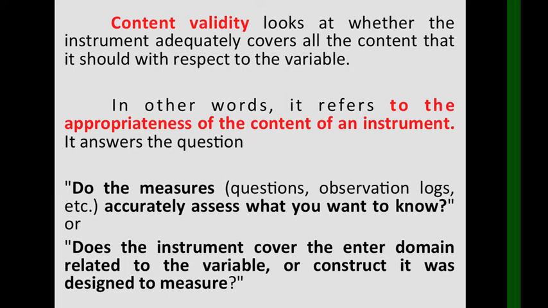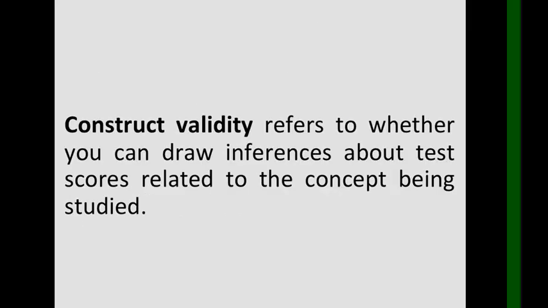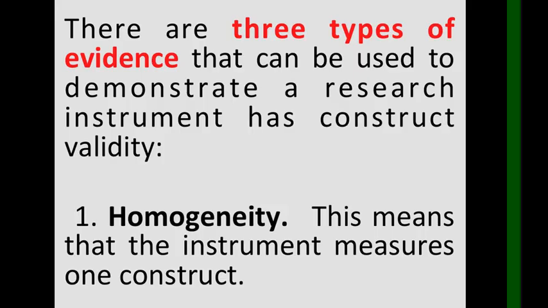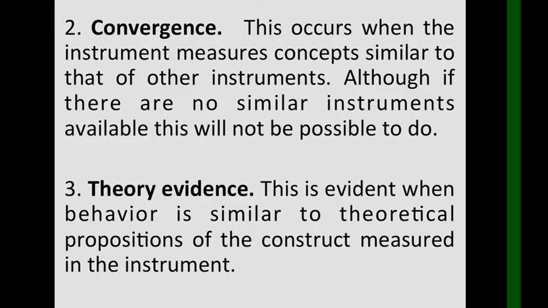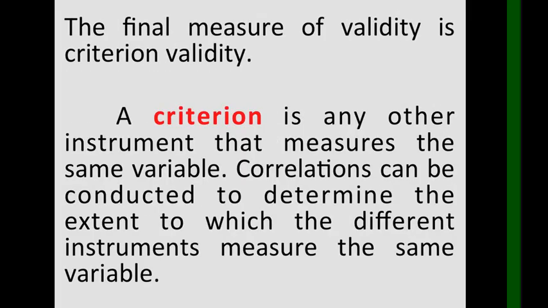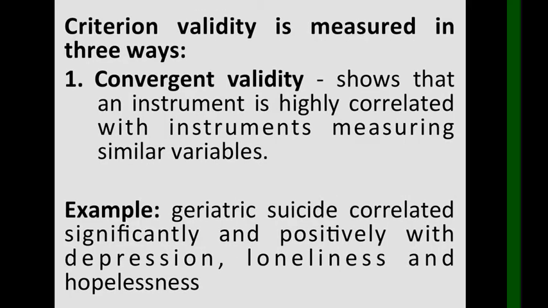Ang content validity, basta yung kino-cover niyo yung mga knowledge, yung content nung isang problem na nasa questionnaire na lahat. Yung construct naman, meron siyang tatlong way: yung homogeneity, convergence, at saka theory evidence. And sa criterion naman is any other instrument that measures the same variable. Correlation can be conducted to determine the extent to which the different instrument measure the same variable. Meron tayong I think these are three ways for the criterion validity.